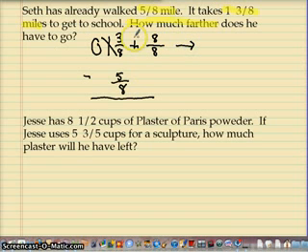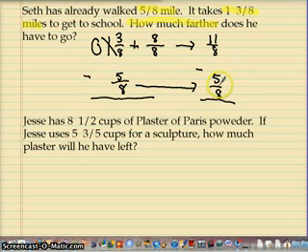We know that 8 plus 3 is 11. And I can just carry over my bottom fraction. Now, I can take away 11 minus 5. And I end up with 6. So Seth has 6/8 of a mile, but it can be simplified. 6 divided by 2 is 3, and 8 divided by 2 is 4. So he has 3/4 of a mile.